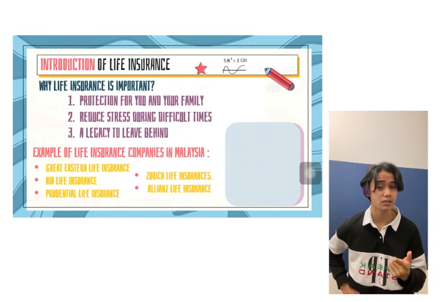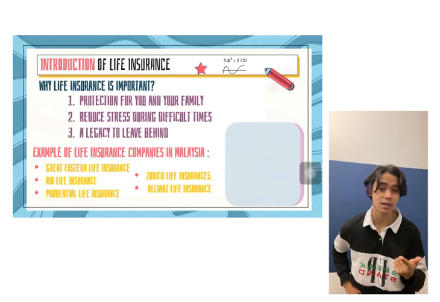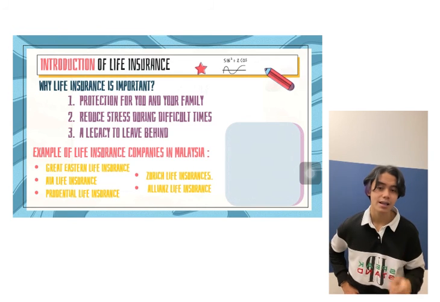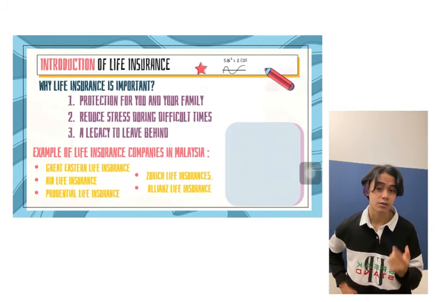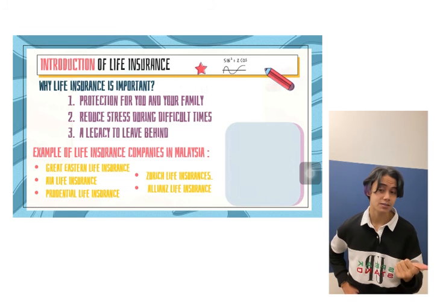Why is life insurance so important to us, and maybe you need one too? Well, let's find out. First, it is a form of protection for you and your family. Next, it can reduce stress during your difficult times. For example, if you are going through an accident or you are starting a new family, you can rely on this insurance. Next, it is a legacy to leave behind, for your future family, your son, your grandchildren. Examples of life insurance companies in Malaysia are Great Eastern, AIA, Prudential, and many more.